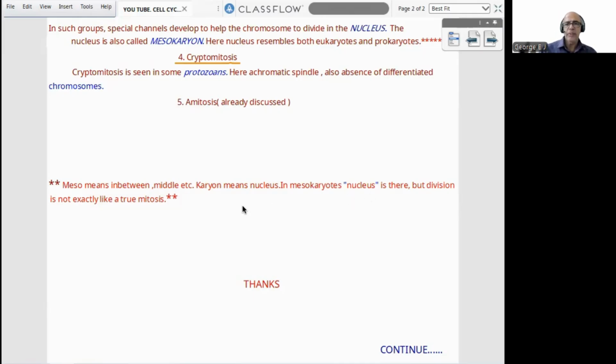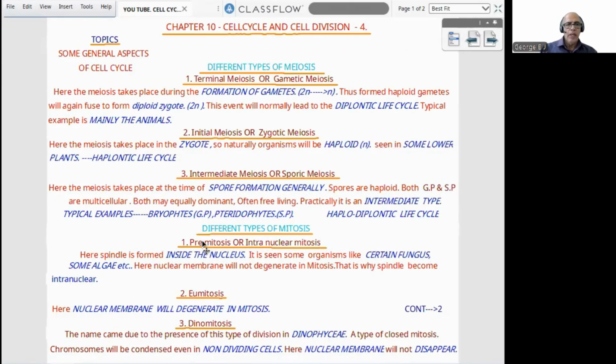So these are only this much we have to discuss in this episode, even though many are not directly linked with the NCERT, but I just explained because some people ask doubts. So I thought it is better to give it as an episode. So what all things did we pass through in this episode? General aspects, starting with the 3 types of meiosis: terminal meiosis, then initial meiosis, then third, intermediate meiosis, otherwise gametic meiosis, zygotic meiosis, sporic meiosis.